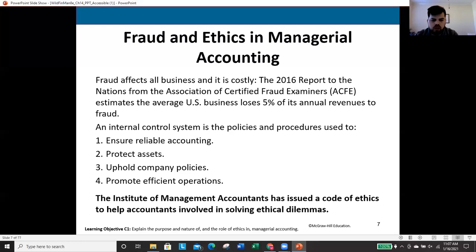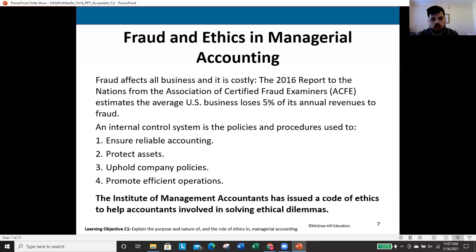So just as we have codes of ethics for other accountants, the Institute of Management Accountants has issued their own code of ethics to help people whenever they run into questionable situations in accounting. I think when we hear ethics, a lot of times we tend to think very black and white situations.